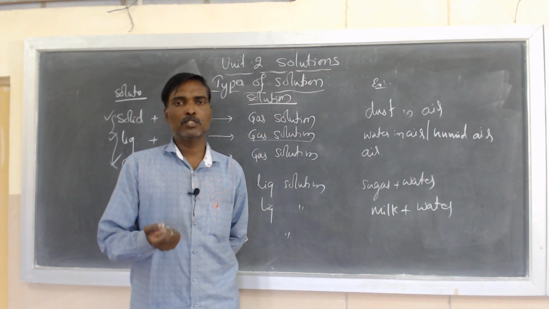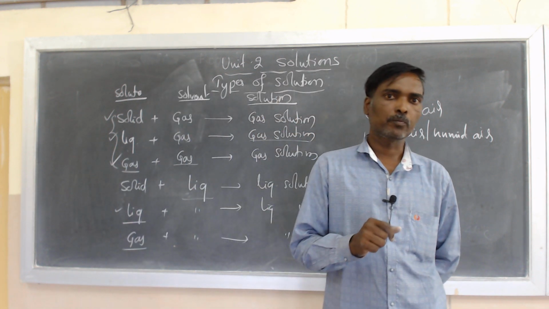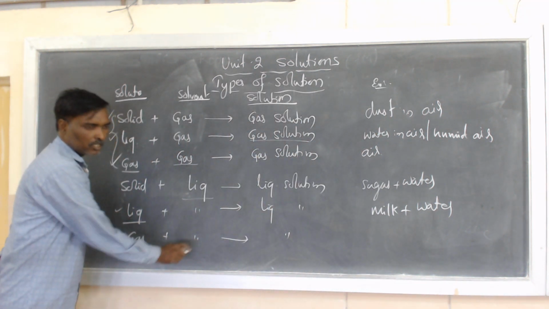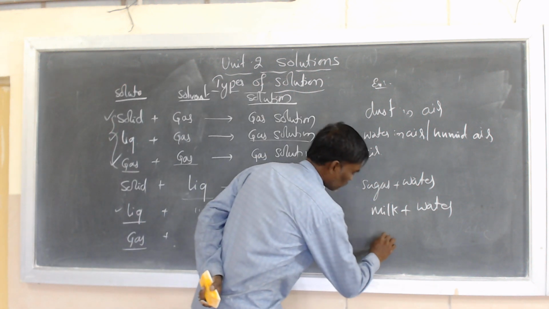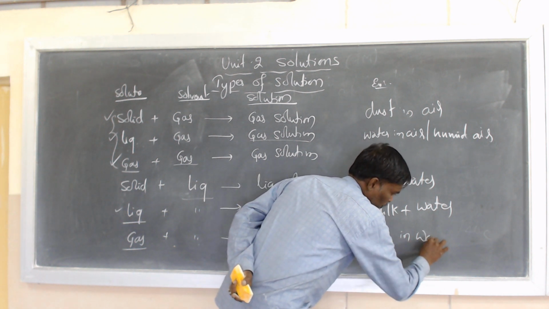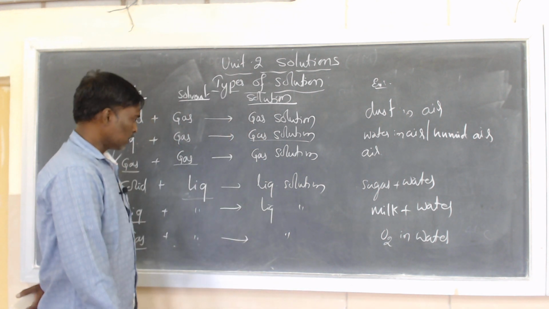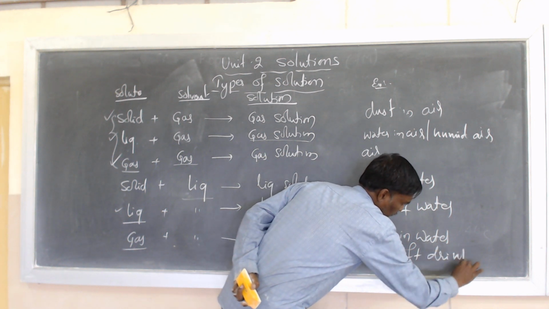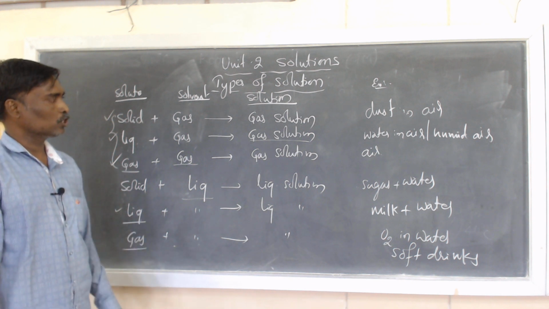The best example is your soft drinks, where carbon dioxide is dissolved in water. The carbon dioxide is in the gaseous state and water is in the liquid state, but finally they form a liquid solution. So here I write: oxygen in water, or other gases dissolved in water, and soft drinks. Soft drinks are also the best example for gas in liquid type of solutions.